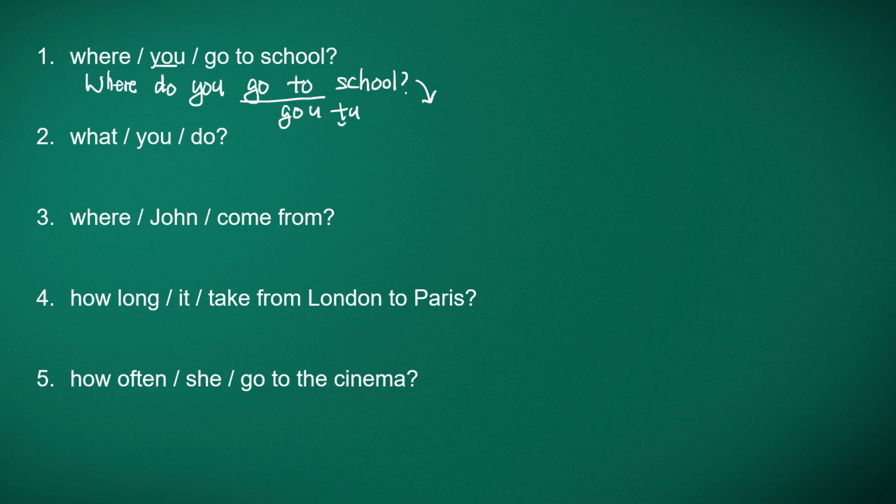Number 2, what you do. So what is the question word? And then the auxiliary for you is going to be do. What do you do? What do you do is asking about your job, your occupation. If somebody asks you, what do you do? You can say, I'm a teacher. I work at a factory. I'm a driver, something like that. What do you do?